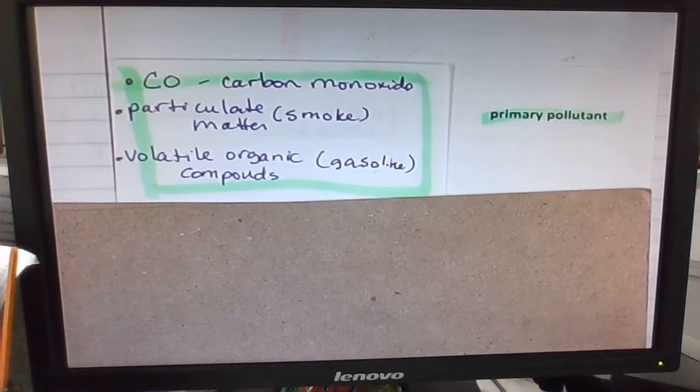And then volatile organic compounds. An example of volatile organic compounds is gasoline. You put gasoline sitting out, it's going to evaporate. That evaporates, it goes into the atmosphere. Carbon monoxide, particulate matter like smoke, volatile organic compounds like gasoline.